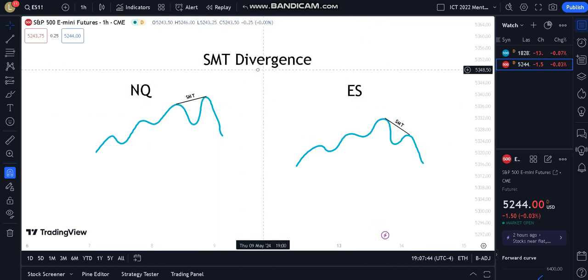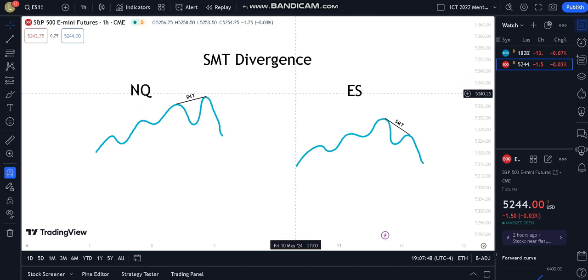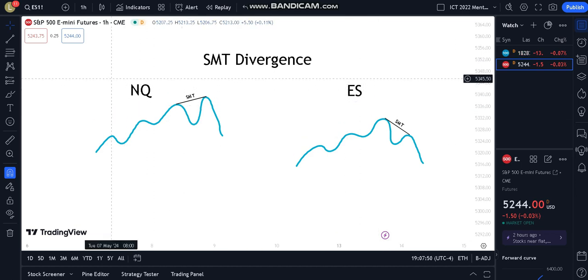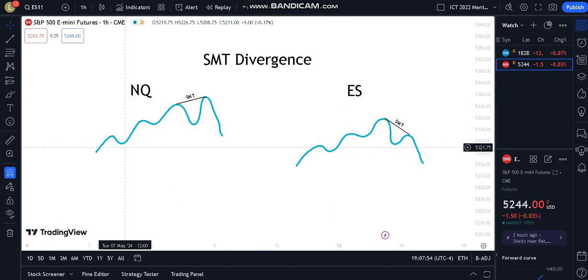So SMT divergence only works on correlating pairs. For example, correlating pairs are Nasdaq and SPX or NQ and ES. That's what I trade, NQ and ES. Basically, they move in the same kind of order flow and direction.